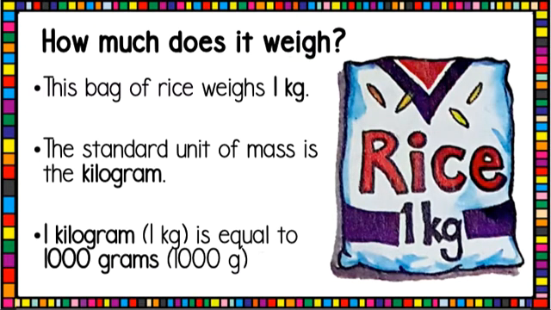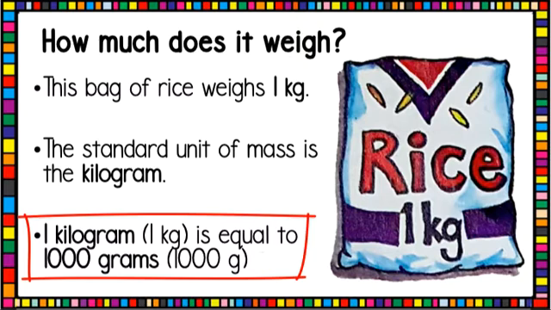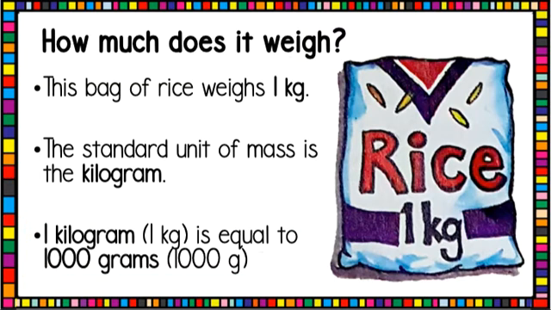How much does it weigh? This bag of rice weighs 1 kilogram. The standard unit of mass is the kilogram. 1 kilogram or 1 kg is equal to 1000 grams. Notice that the symbol for kilogram is kg and the symbol for grams is g.